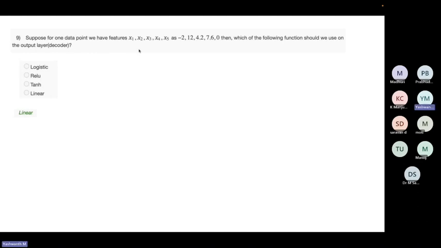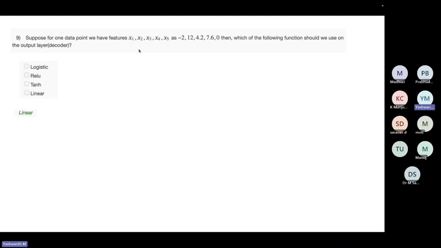This is a little bit interesting question among what we have all discussed today. Suppose we have one data point and we have these features. This is your input essentially, right? This vector: -2, 12, 4.7, 60. Which of the following functions should be used on the output layer of the autoencoder? You want to reconstruct this.